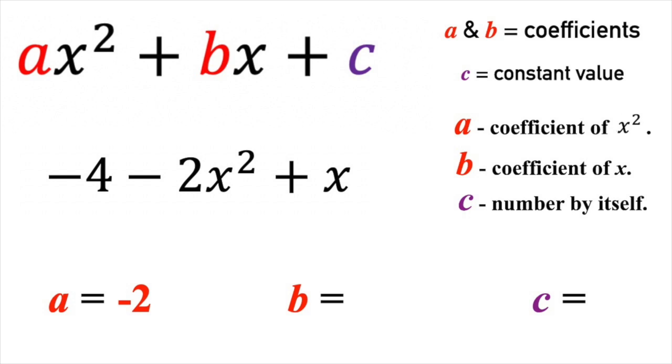Moving on to b, I'm looking for the coefficient of x, and this is also a little bit tricky because I see that x at the end all by itself, and it kind of looks like it doesn't have a coefficient, but remember that when you have a variable all by itself, there's like an invisible 1 right there. There's just one x there, so that coefficient is going to be 1. And then finally, c is going to be that number by itself, which is that negative 4 at the front.